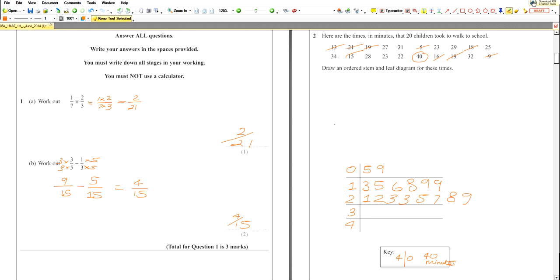Let's have a look. 21. Okay, we got our 20. That's 22. 22, 23, 23. That's those numbers there. We got our 25. That's good. It's covered. 27, and we have a 28. 28, and the last one was 29.